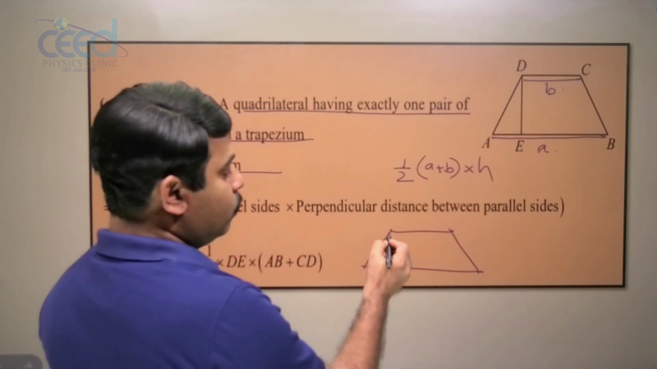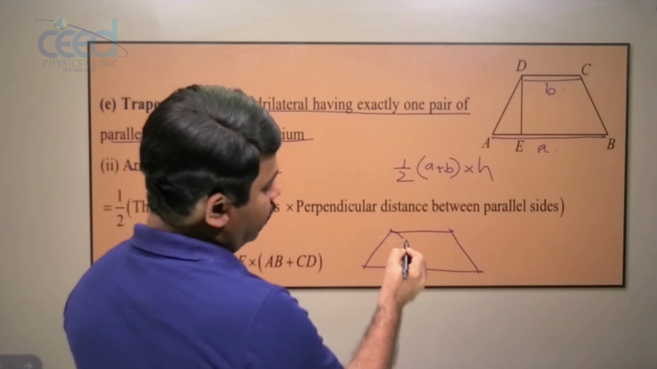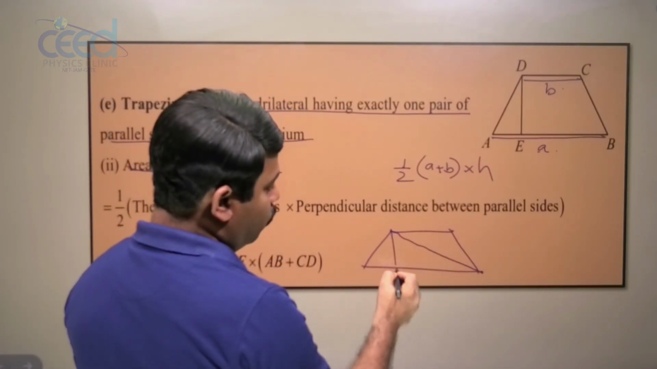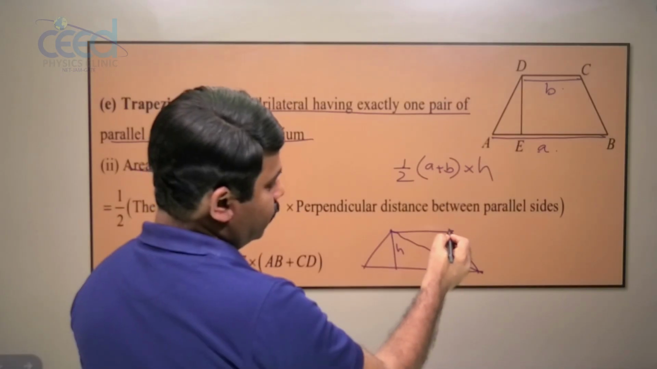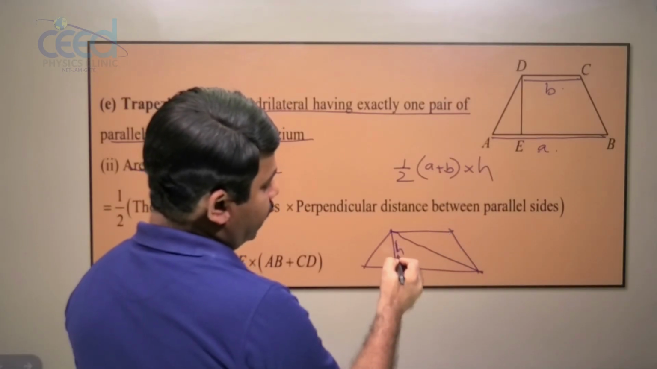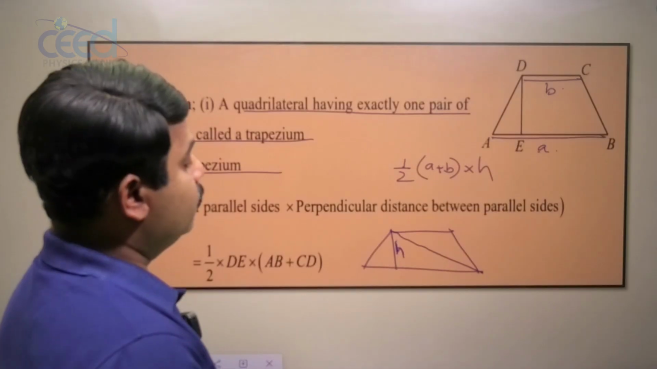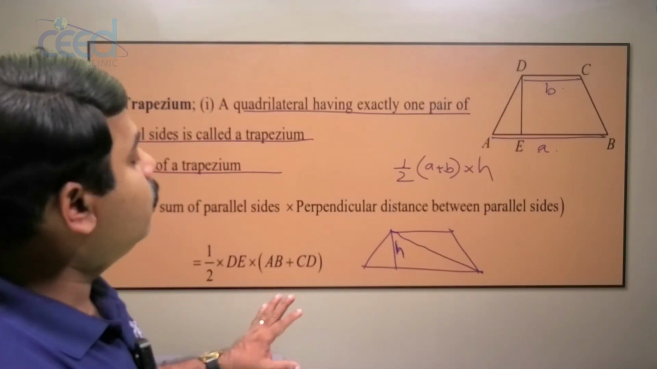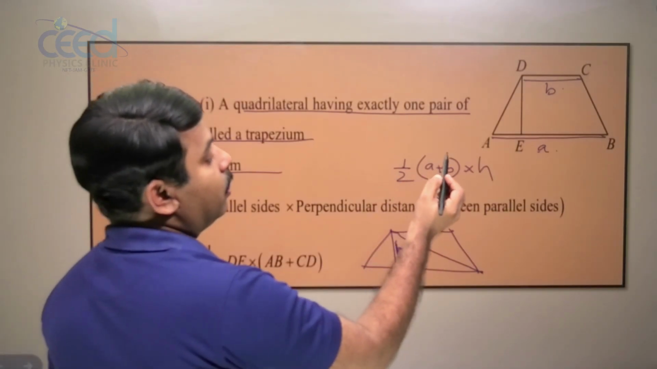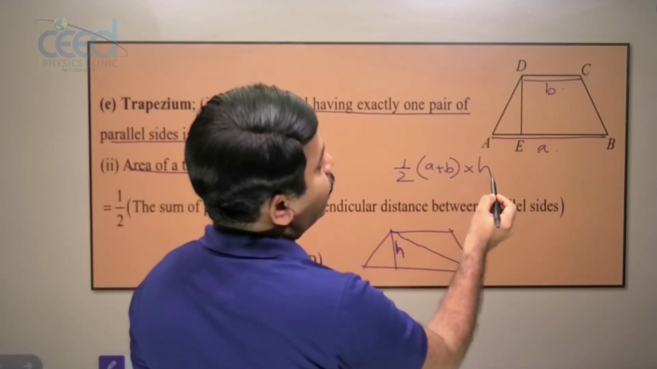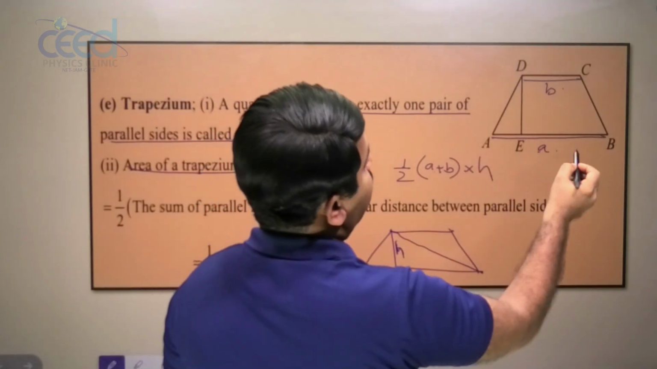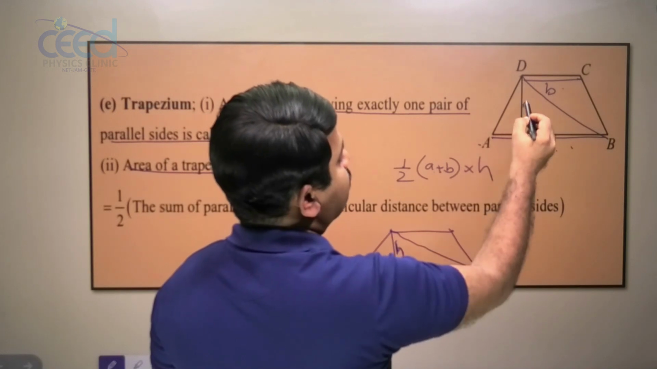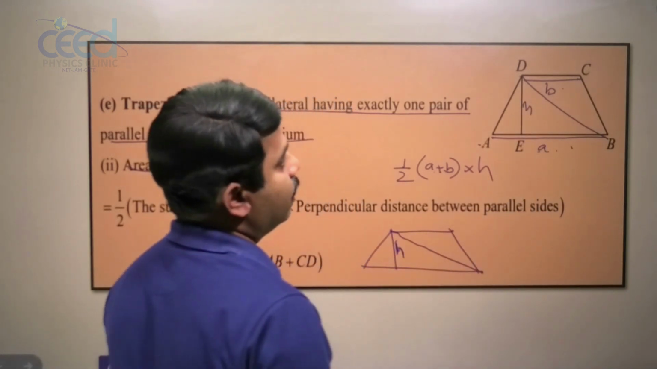Okay, now suppose you divide this into two triangles. For both triangles the height is common. If you take this as the height here, right? So this height is common, all right? Now you can write half into A into H. Half into A into H, that is this triangle's area, right?